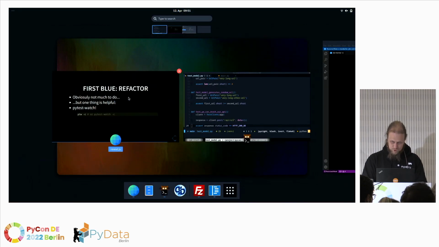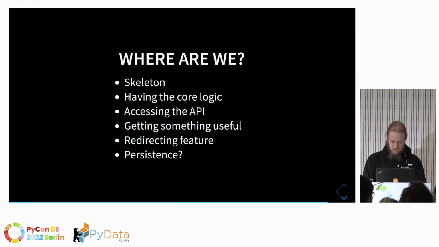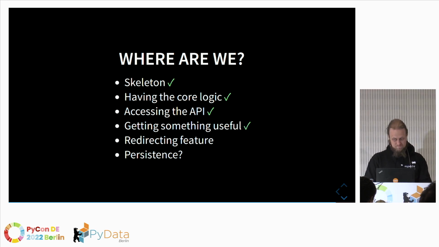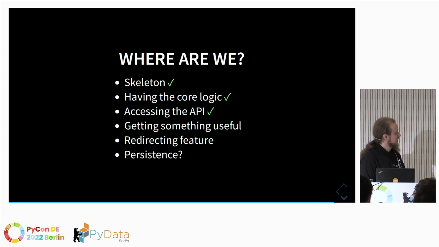Okay, let's switch back to here. We have the skeleton in the beginning. We're having the core logic, and we can access the API. What we don't have is something useful. Not yet, at least. And for having something useful, this means we need to post a URL and get a short URL back. So this would be at least a good start for our API.